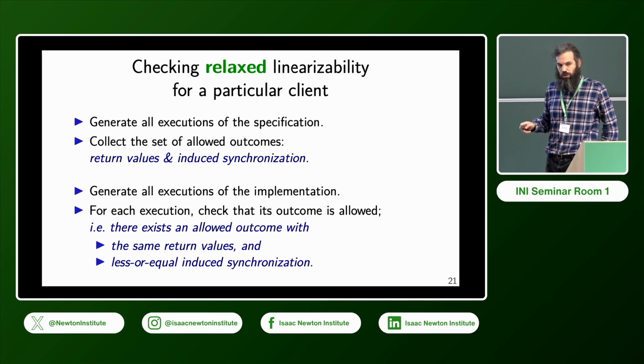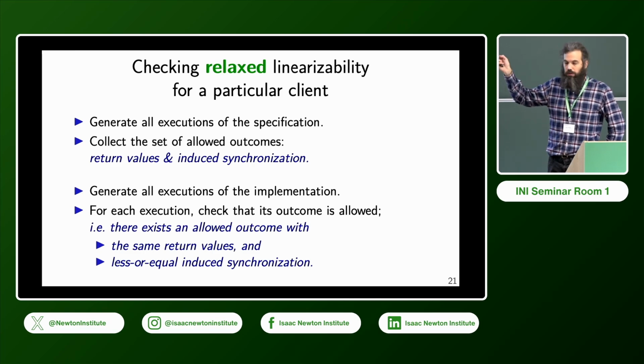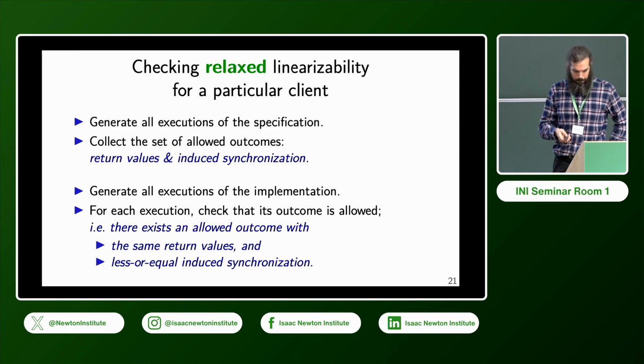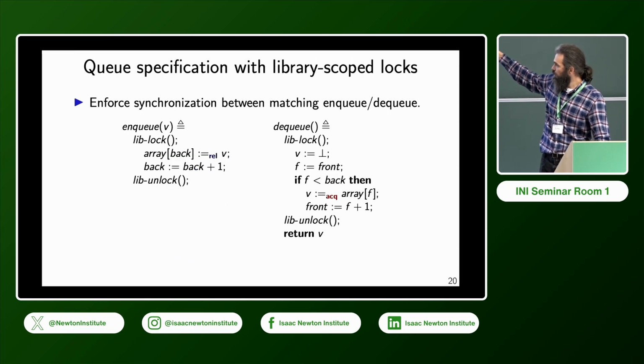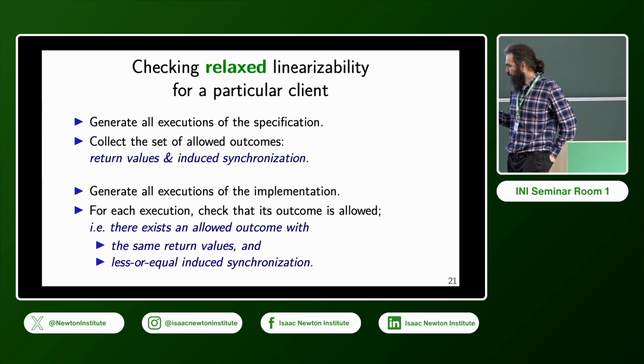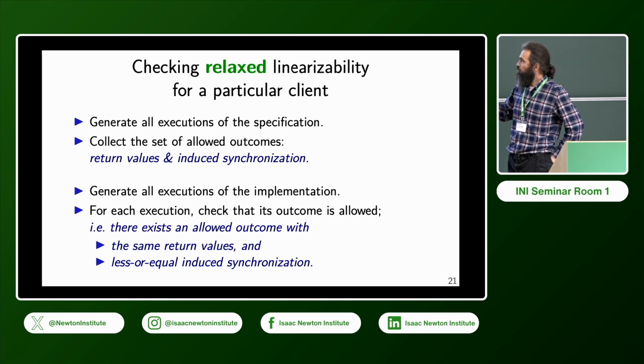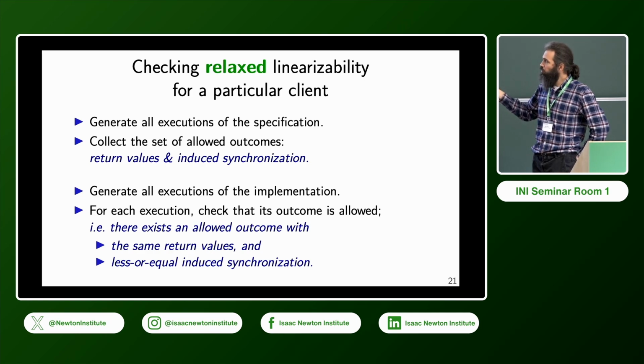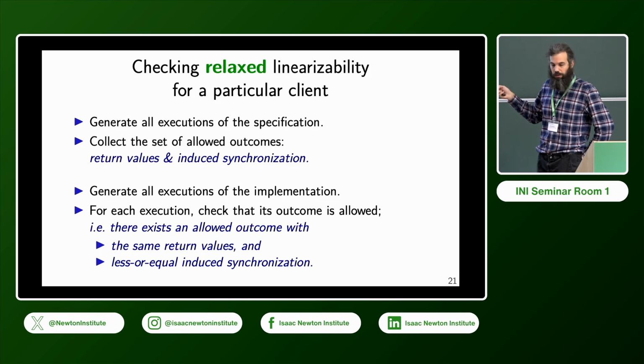So how can we now check this relaxed linearizability, let me call it this, refinement, with respect to a specification like this one here? Pretty much the same way, in two phases. We first generate all the executions of the specification, and we record the set of outcomes. Outcomes are a bit more complex: they're not just the return values, but also the induced synchronization. Then we do the same thing for the implementation. We generate all the executions, and for each execution, we check that the outcome is allowed.